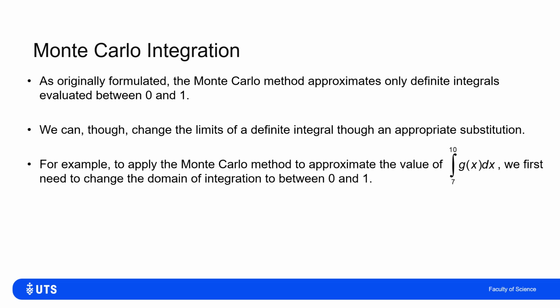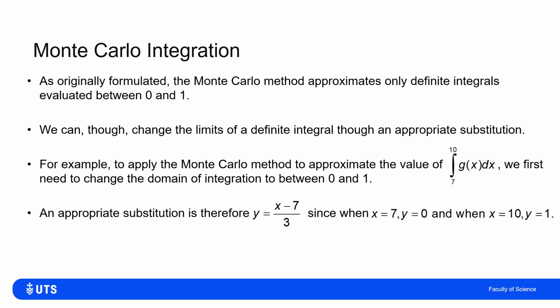So let's say I want to integrate a function g of x with respect to x between 7 and 10. Well, that region of integration starts 7 units further along than I wanted, and it's 3 units long instead of 1. So if I do the change of variable that just says shove everything back by 7 units and divide by 3, so y is (x minus 7) on 3, then I can check that my top limit of x equals 10 maps to y equals 1, and my bottom limit of x equals 7 maps to y equals 0.